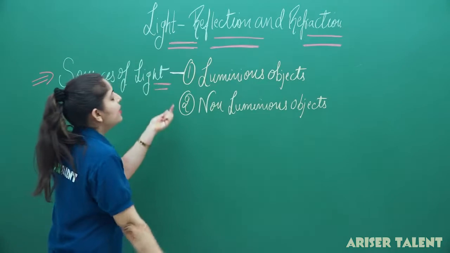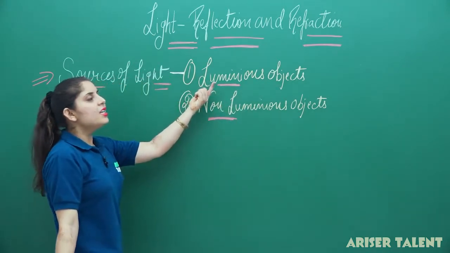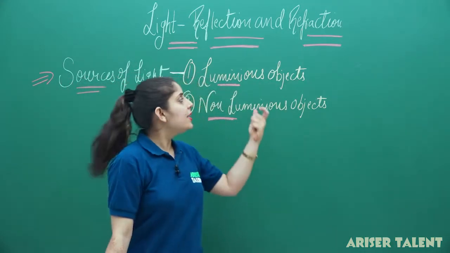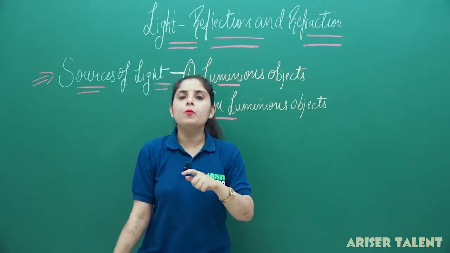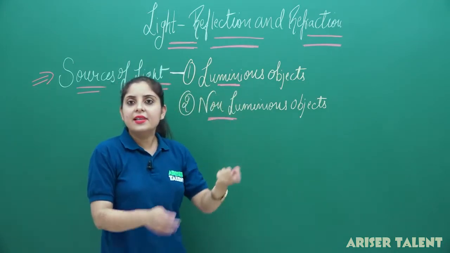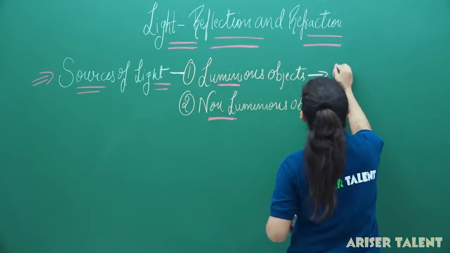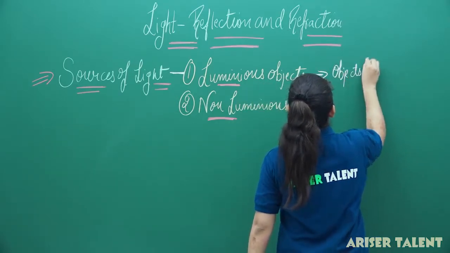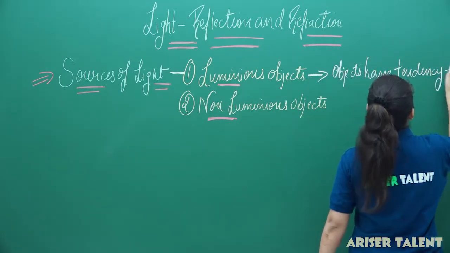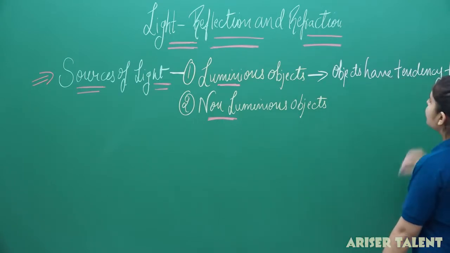Now, the names signify luminous and non-luminous. Luminous objects are those objects which have a tendency to emit light, and these can again be categorized into two parts, natural and human-made. The term luminous itself signifies that the material has a tendency to emit light. So luminous objects are the ones which have a tendency to emit light.